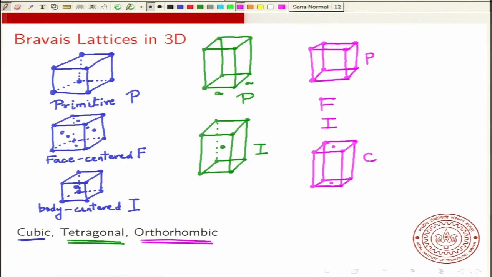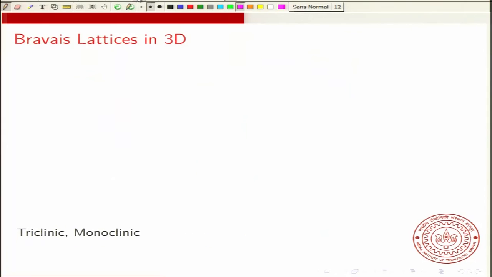So what we notice right here is that in the cubic, tetragonal and orthorhombic, you have a total of 4 plus 2 plus 3, that is 9 Bravais lattices. So 9 out of 14 lattices are already represented. There are only a total of 14 Bravais lattices in 3D, and 9 of them can be got by just stretching a cube. You take a cube and stretch it in one direction, you get a tetragonal cell. You stretch it in two directions, you get an orthorhombic cell. What about the remaining 5? So we can see this.